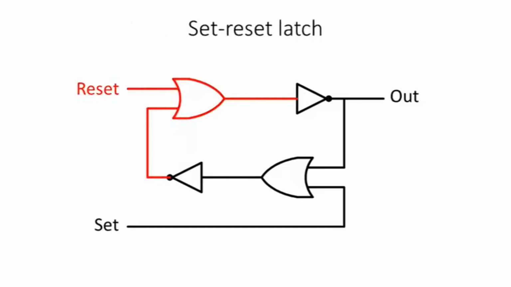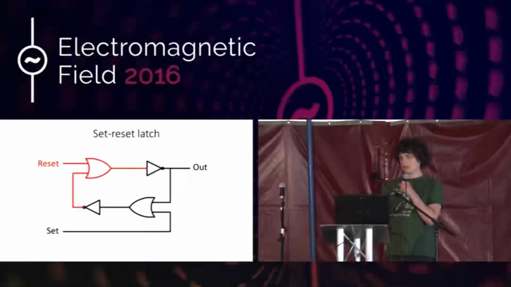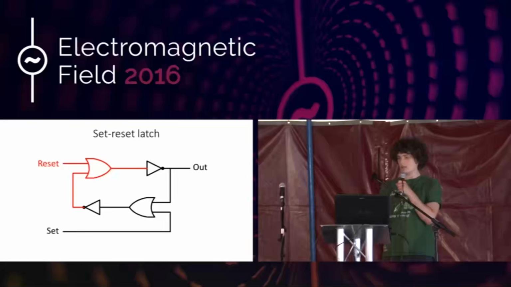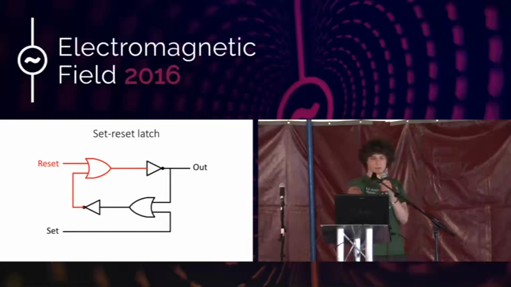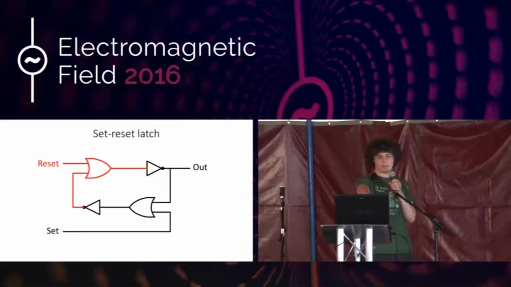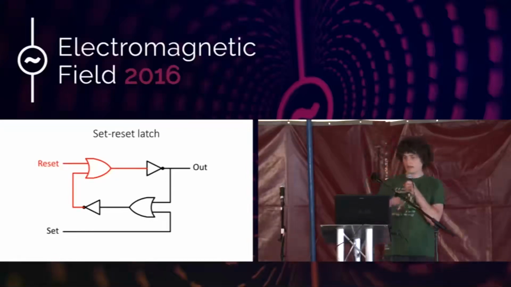Let's say we make reset 1 and set 0. Then the output of the first OR gate is a 1. So we negate that with the inverter. So the output is a 0. And then the second OR gate, the lower OR gate, also results in a 0. The inverter makes it a 1 again, and we see that the circle matches.